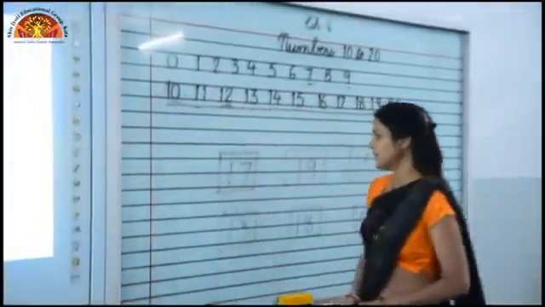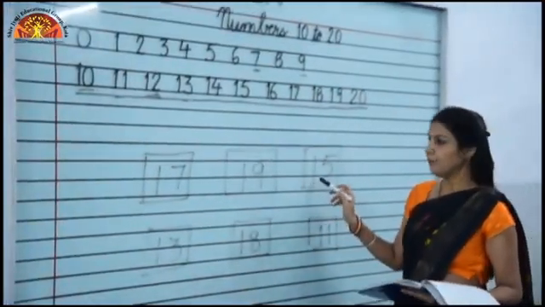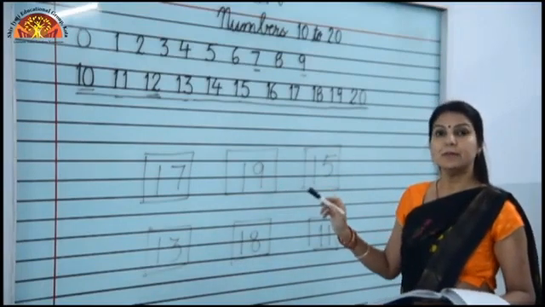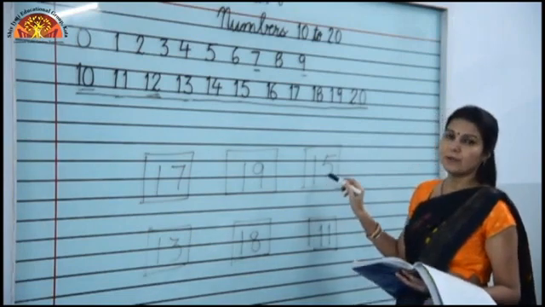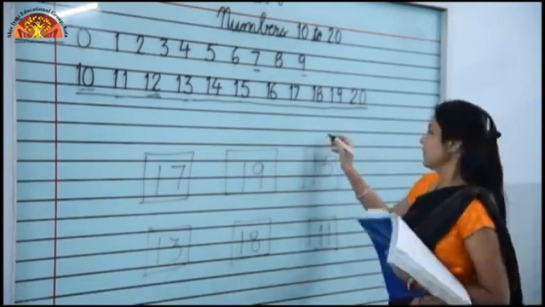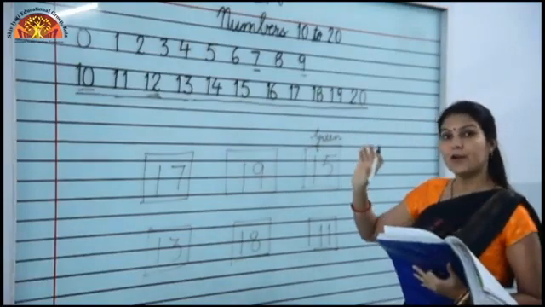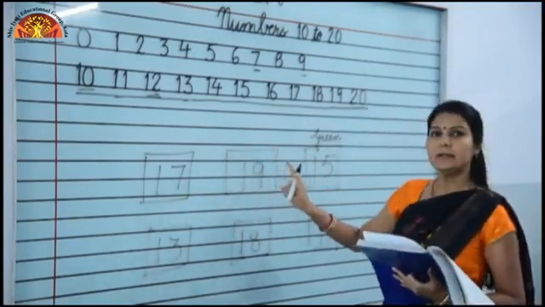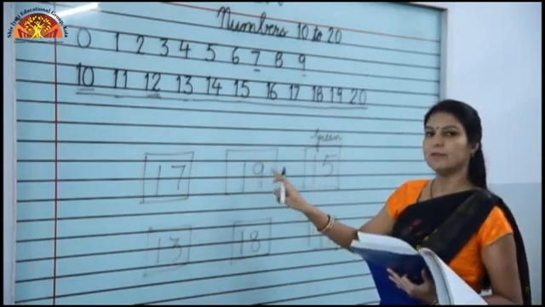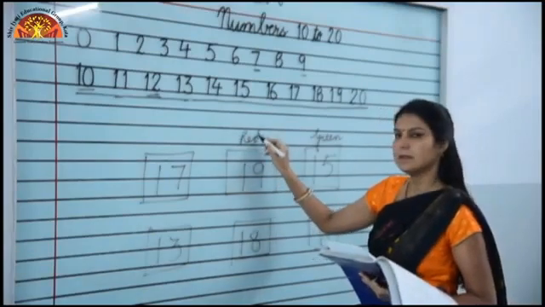We will see another. Three numbers are given: 17, 19 and 15. Now you have to find out which number is closer and which number comes first in the counting. 15 comes first in the counting, so this number will be smaller. So we will fill green color inside it. And which number is farther from 0 and which number comes later in the counting among these three? 19 comes later in the counting, so this number will be bigger. So we will fill red color inside it.